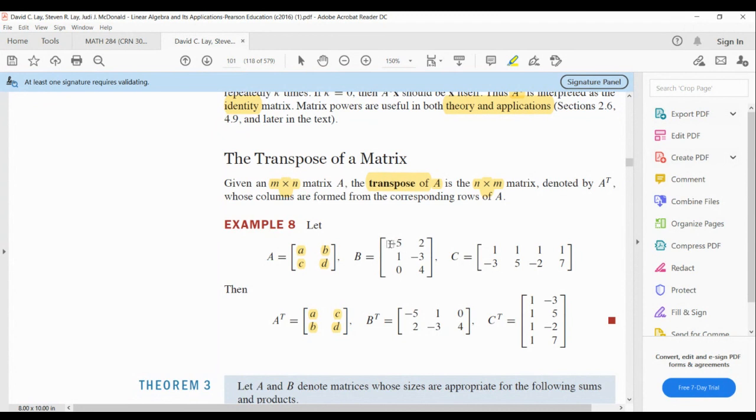Let's look at the matrix B here. You have 3 rows. When you take the transpose of B, the 3 rows become the 3 columns. So the matrix B is a 3 by 2 matrix. The matrix B transpose is a 2 by 3 matrix. And these are transposes. Are there any questions on transposes? They're going to come up too. They're going to be important.